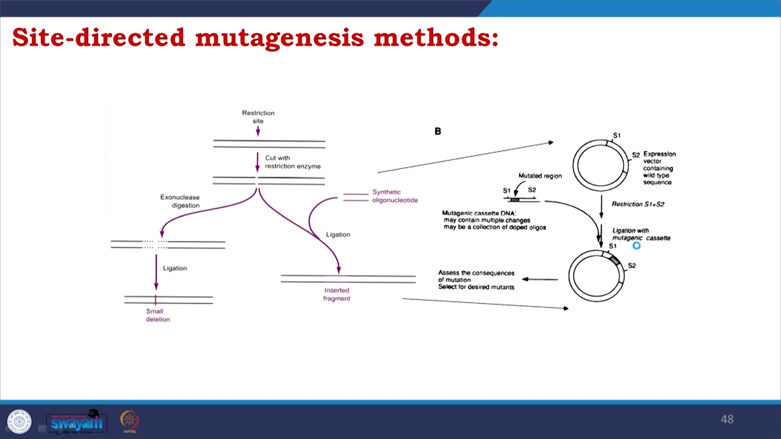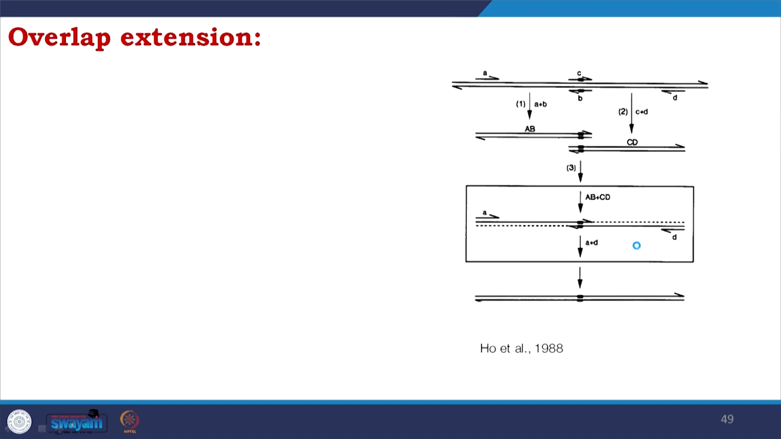So, you go to a collection of different oligos. You use an expression vector containing the wild type sequence, you use restriction enzymes and do ligation with the mutagenic cassette, and then assay, do the assessment. There are different types of mutagenesis.